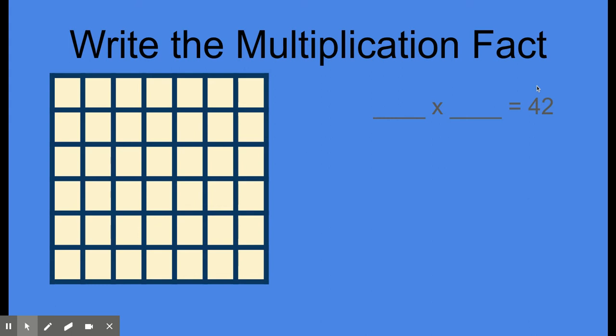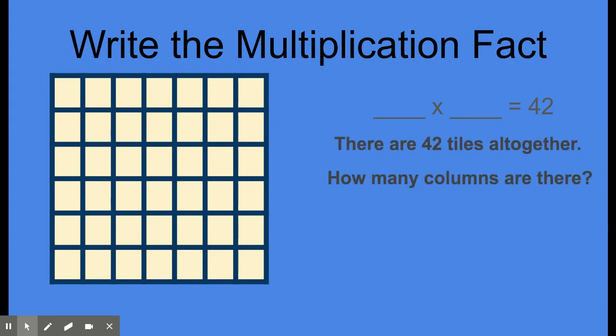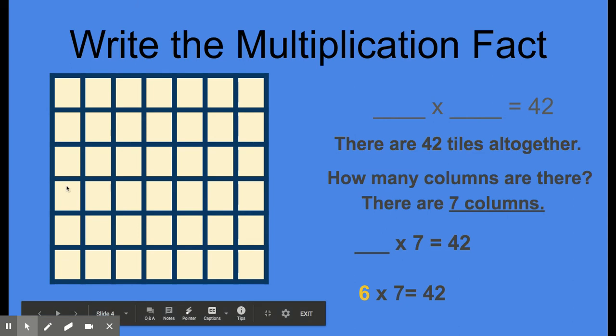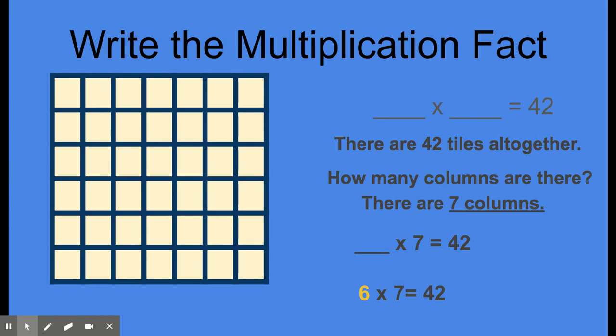So the next one, we have 42 tiles altogether. How many columns are there? 1, 2, 3, 4, 5, 6, 7. There are 7 columns. So blank times 7 equals 42. So we found the length of this side. Now we'll need the length of this side. And that is 6. 1, 2, 3, 4, 5, 6. So 6 times 7 is 42.